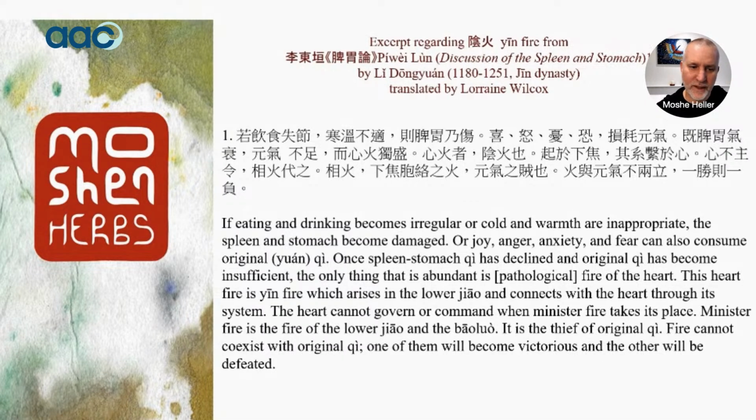It starts by saying this: if eating and drinking becomes irregular, or cold and warmth are inappropriate, the spleen and stomach becomes damaged. So in the first sentence, we see that the causes of this damage of the spleen and stomach come from diet, basically. It says it's either diet or inappropriate exposures to warmth and cold.